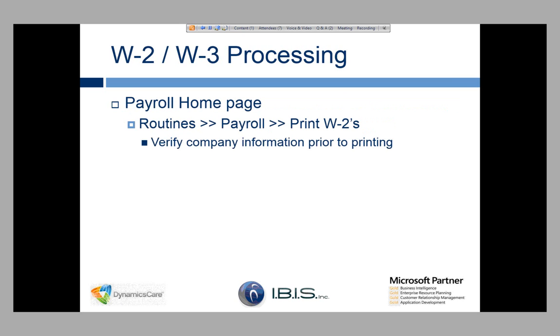And of course, something everyone looks forward to is W-2 processing. After you run your year-end wage file, that of course, like I said, has created all the information you will need to create your W-2s. If you want to look at your W-2s, print them, again from your payroll homepage, you go to routines, payroll, and there's print W-2s. Of course, before you print your W-2s, you want to verify your company information.